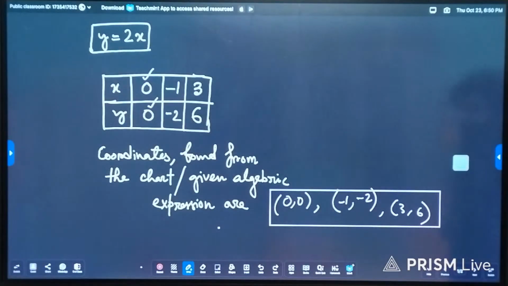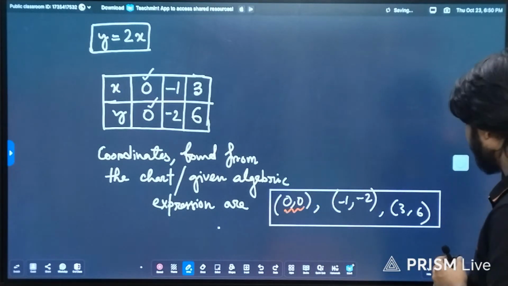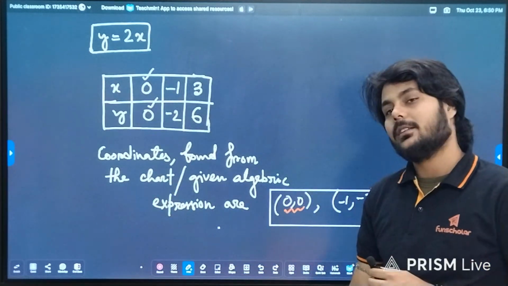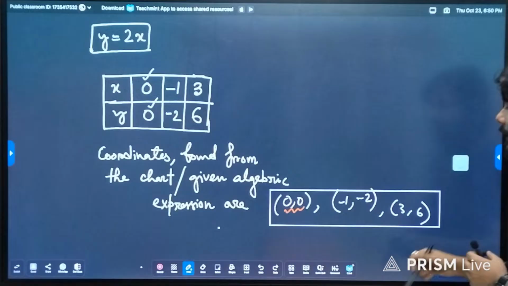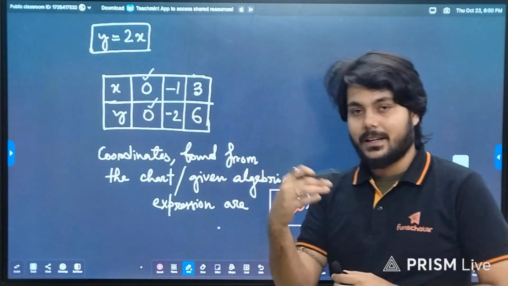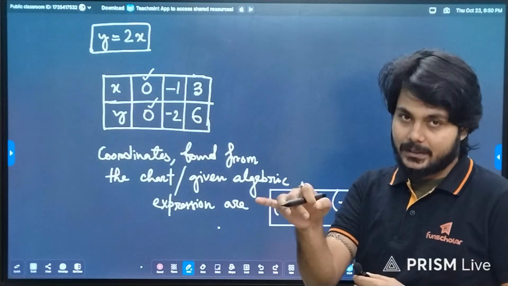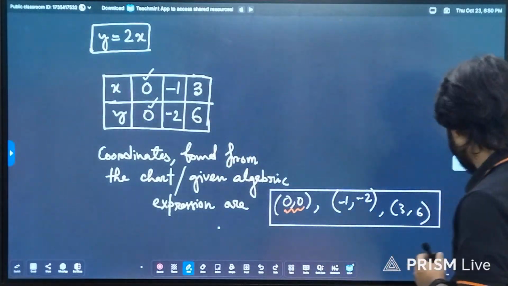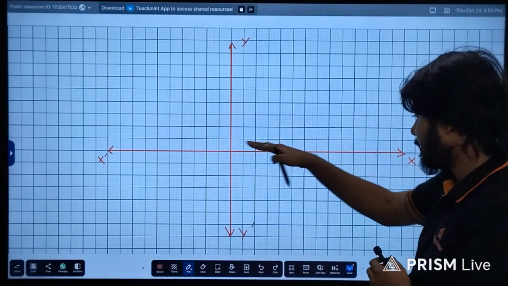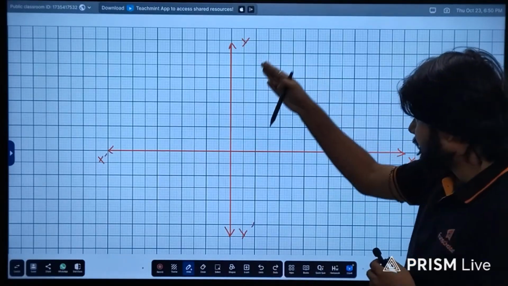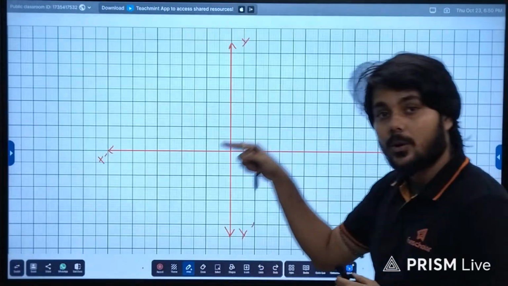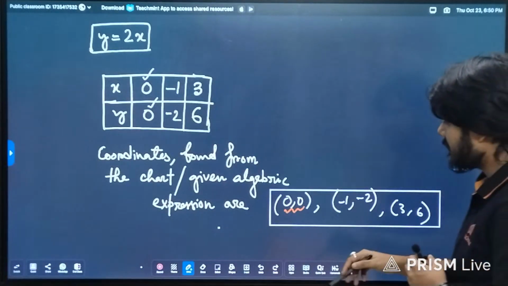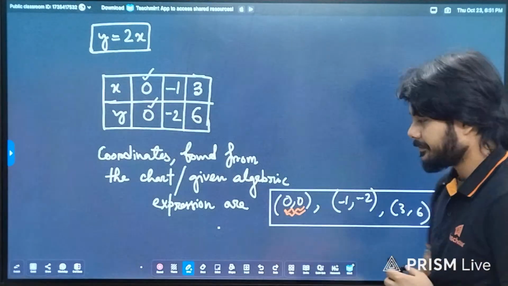The first coordinate was (0, 0). Can you remember what is the name of this coordinate (0, 0)? Let me tell you in the comments. Okay, I am saying (0, 0) is the point of intersection between the x-axis and y-axis, which is this point. The point of intersection is called the origin, and we denote the origin as coordinate (0, 0).